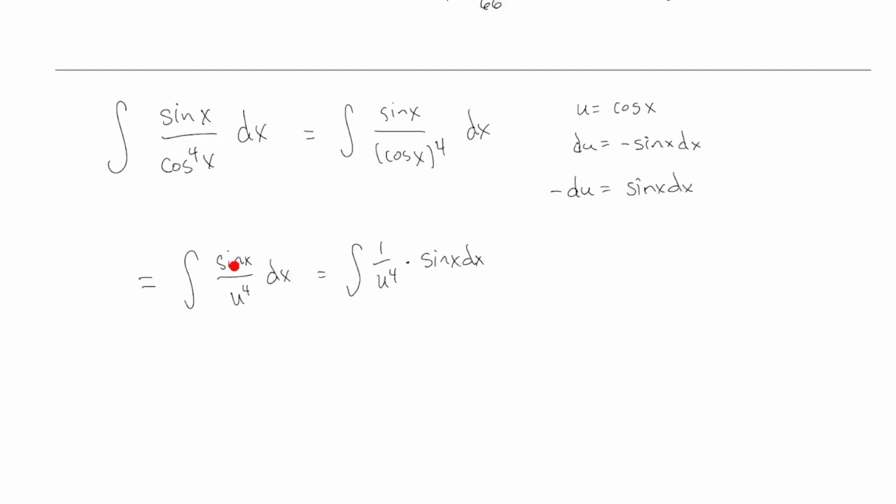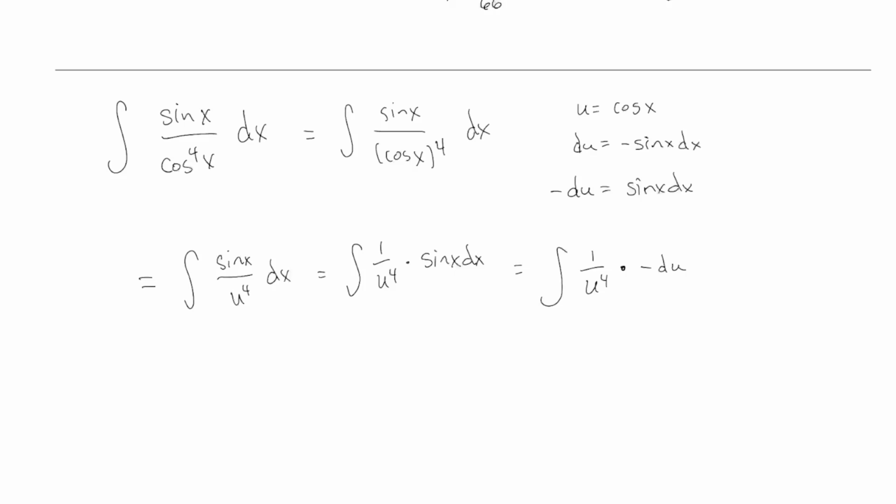That's because this fraction, sine of x over u to the 4, is the same as 1 over u to the 4 times sine of x, right? That's just another way of writing this fraction. But now you can see sine x dx is all together, and that equals negative du. So we get 1 over u to the 4 times negative du.